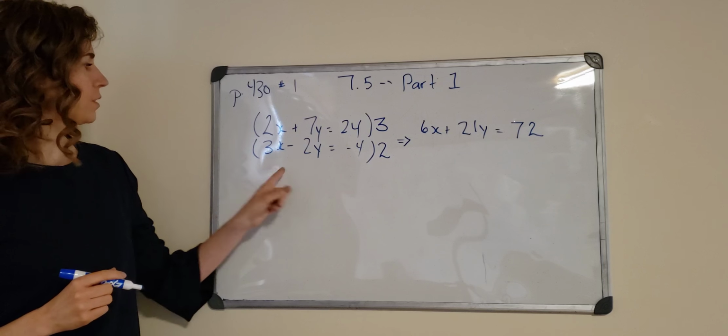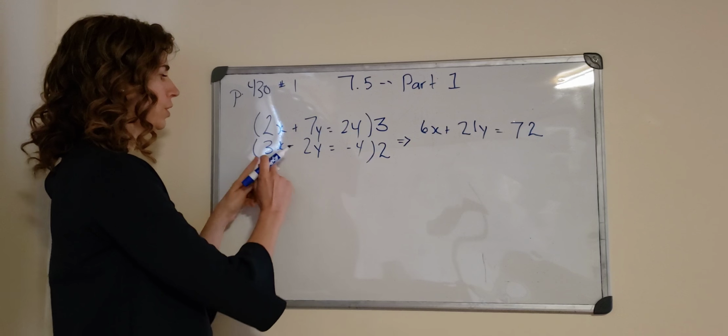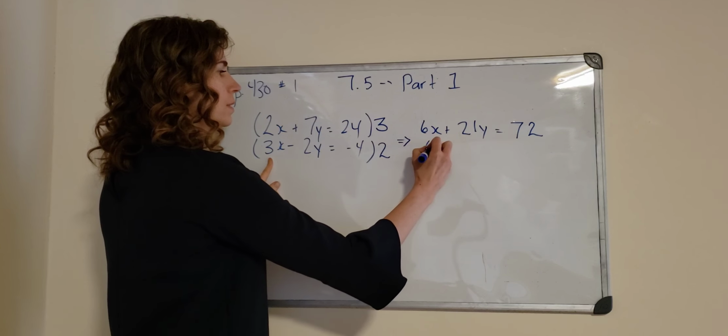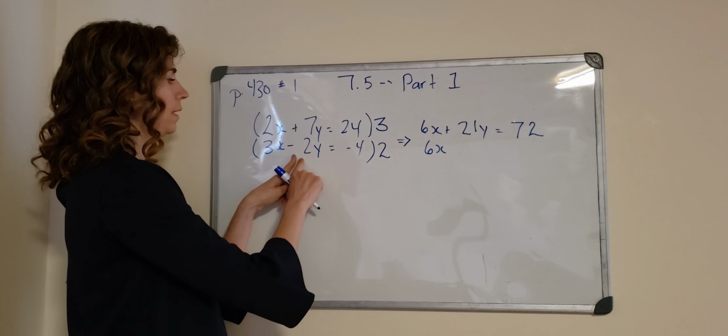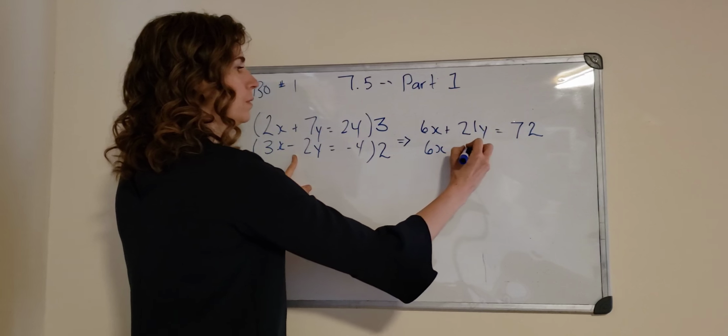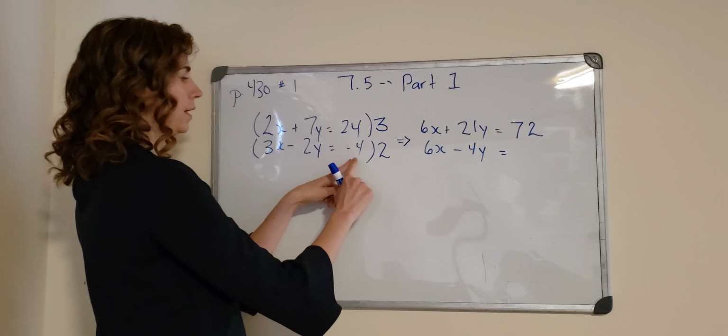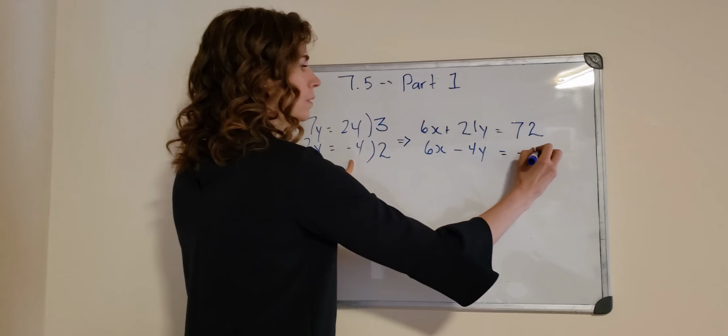All right, now let's go ahead and do this same thing, multiplying by 2. 3x times 2 is 6x. Good, that's good, right? We wanted to get the same thing. Minus 2y times 2, and negative 4 times 2.